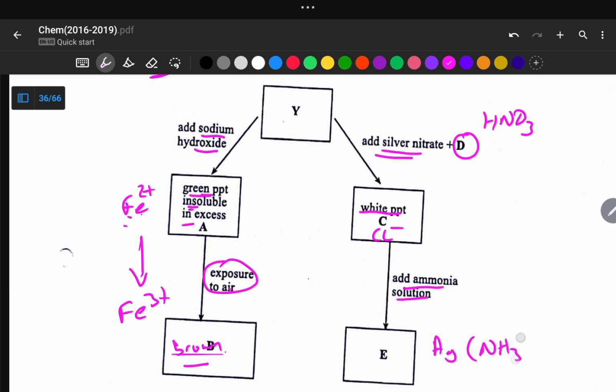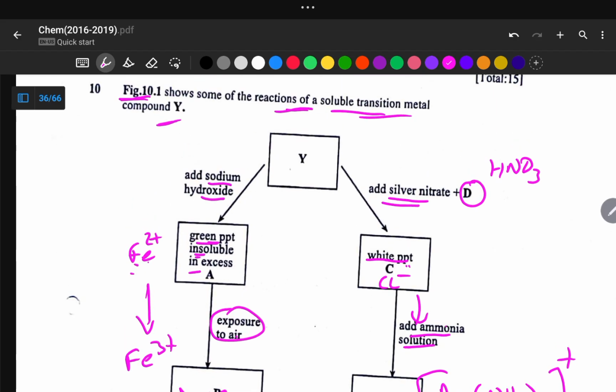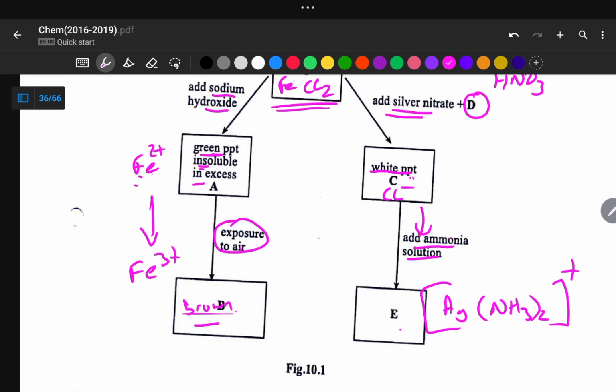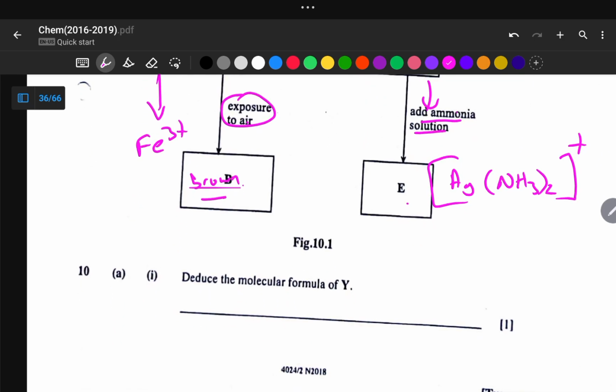So this is not for all level, right? Then this is transition elements, right? So we are going to form silver diamine. So this one is going to dissolve in ammonia to form silver diamine, right? Which is E. So we can now deduce that our Y is iron 2 chloride. But I don't think this one is for you guys. And then deduce the molecular formula of Y: iron 2 chloride.